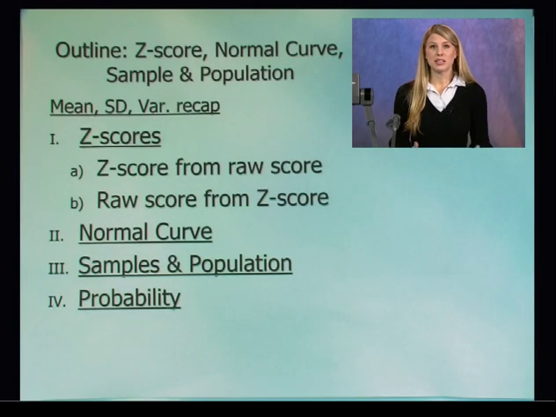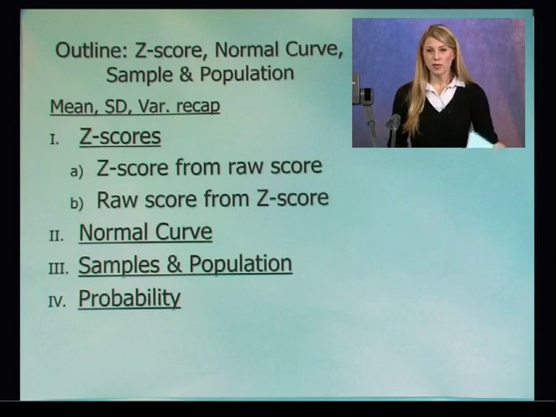In Lecture 3, Part 1, we covered z-scores. We talked about calculating z-scores from a raw score and a raw score from a z-score, and I introduced you to the normal curve. Now we are going to look at how z-scores relate to the normal curve, how you can use the normal curve along with the z-score to estimate the percentage of people who fall below and above certain scores. And then we will move on to talk a little bit about samples and populations, which I introduced slightly in the first lecture. And then we will talk a bit about probability.